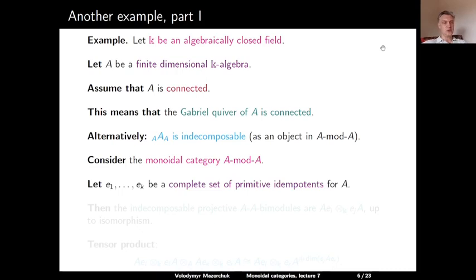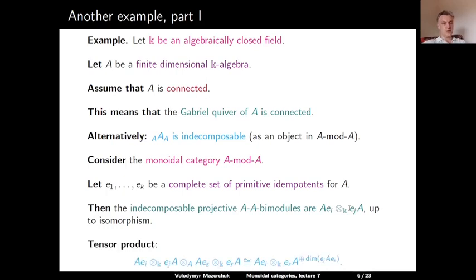Let e_1, e_2, and so on up to e_k be a complete and irredundant list of primitive idempotents for A. Then the indecomposable projective A-A bimodules up to isomorphism are exactly the following bimodules. We take the left projective module A e_i and we tensor over the field with the right projective A-module e_j A, and i and j here vary between 1 and k. So we have k squared indecomposable projective A-A bimodules up to isomorphism.